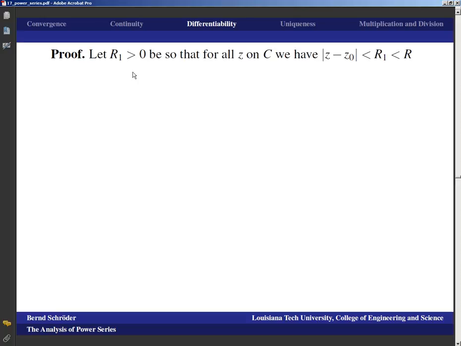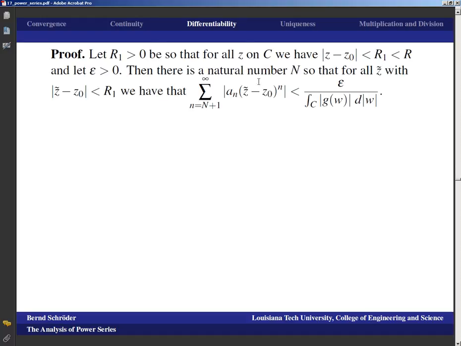Okay, the proof. Well, we take r1 so that for all z on the contour we have that |z - z0| is smaller than r1, which in turn is smaller than r. So again we shift something in between so we can use uniform convergence, and we let epsilon be greater than 0. Well, then there is a natural number N so that for all z tilde with |z tilde - z0| smaller than r1, the sum of the tail of the power series at z tilde, with absolute values moved inside, is smaller than epsilon divided by this number here, which is just the integral of the absolute value of g against the arc length.